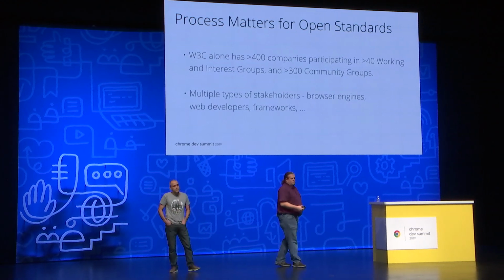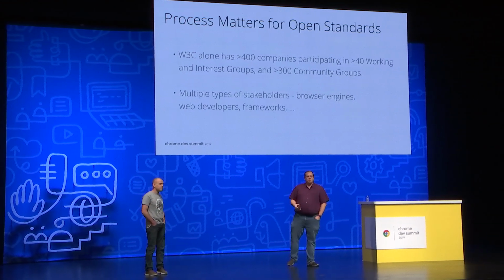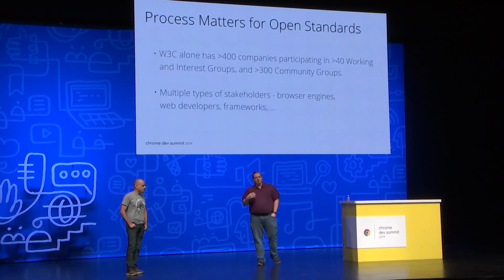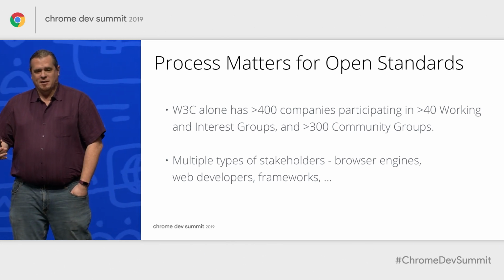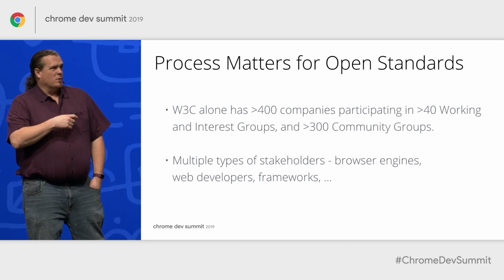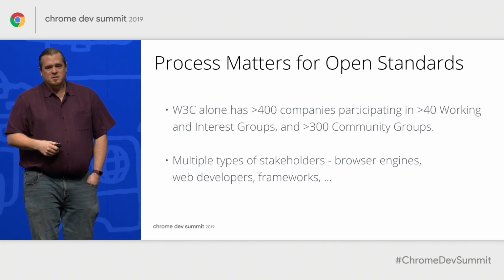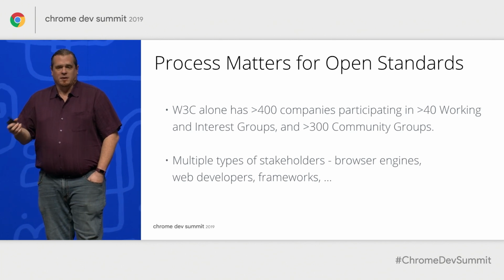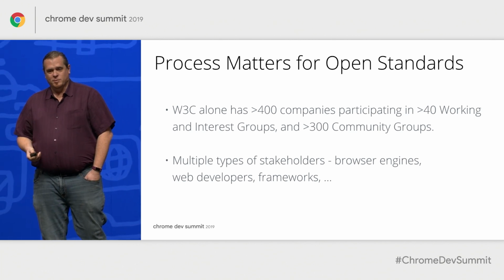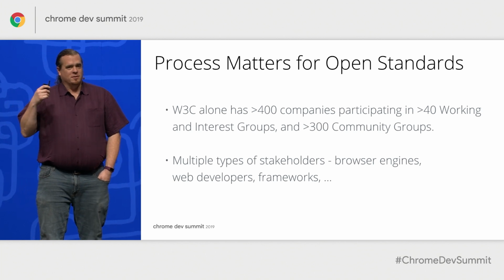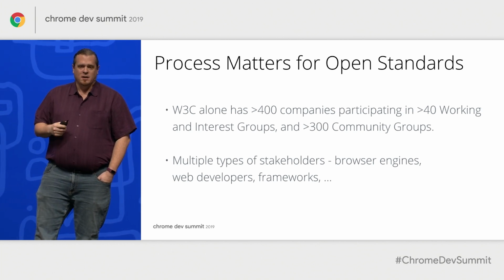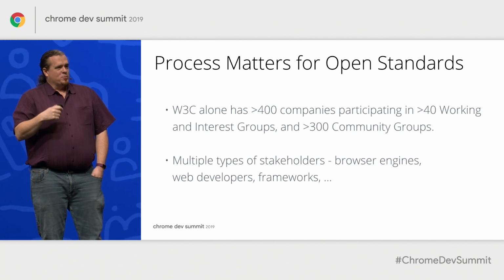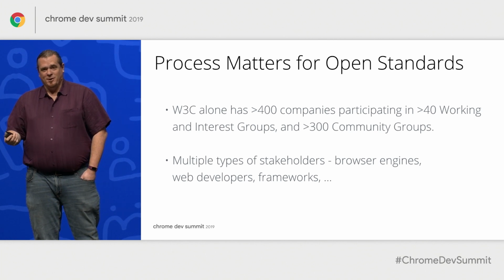And it's important to note that open standards organizations also have their own processes. Now, I'm going to focus mostly on the W3C during the course of this talk. I'm on their advisory board, so I have the most insight there. But the diversity across other open standards organizations is actually fairly similar. The W3C has over 400 different member companies, participating in more than 40 active working groups and interest groups, and 300 community groups that explore different topics in a less organized way. The main document that governs the W3C's process is more than 50 pages long.